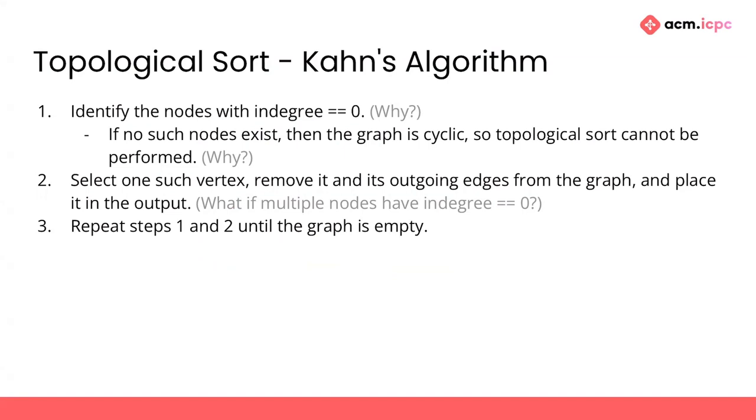And in step 2, what happens if multiple nodes have integrity equals 0? Does anyone know if we have to select a certain vertex over the other? Any order expected? Yeah, that's correct. If you have multiple nodes with integrity 0, then there's no codependence between these nodes. So it doesn't really matter which one you pick, because either one can come before the previous nodes. Yeah, those are great answers.